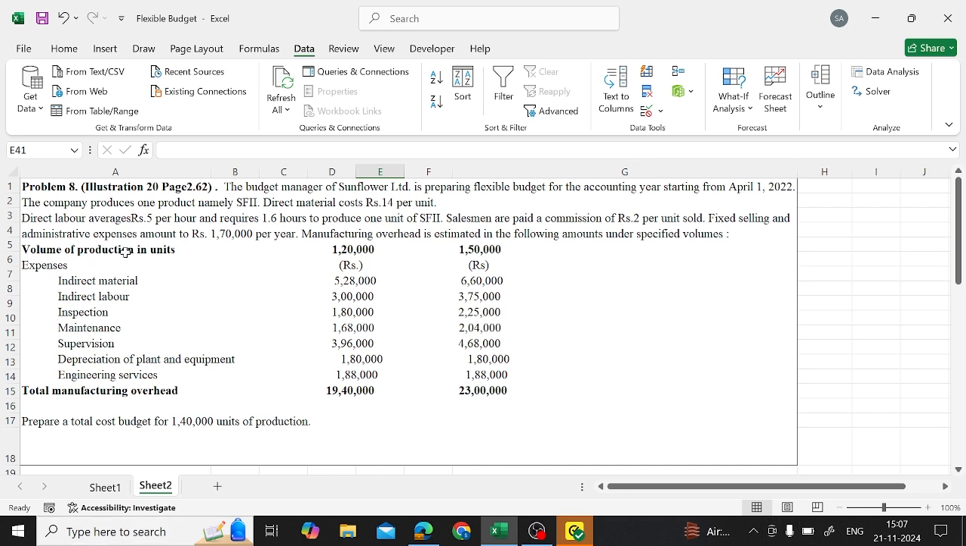So you have been given two volumes of production, 120 and 150, and different expenses here, and you have to prepare a total cost budget at 1,40,000 units. Now you have been given the expenses at two levels of production, so you have to find out whether all the cost is variable or semi variable, and if it is semi variable, then you have to find out the variable component and fixed component. So this we will do in working notes.